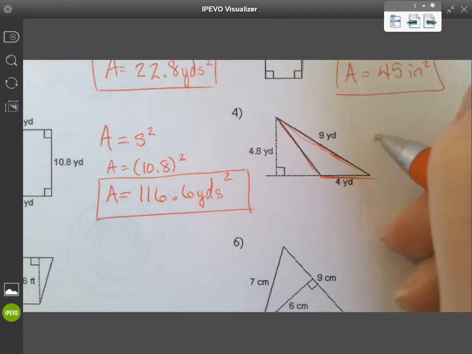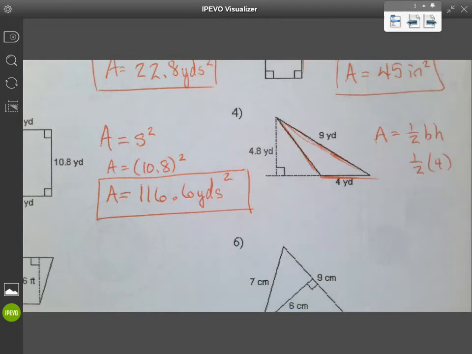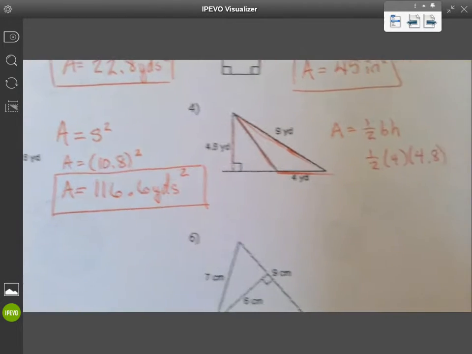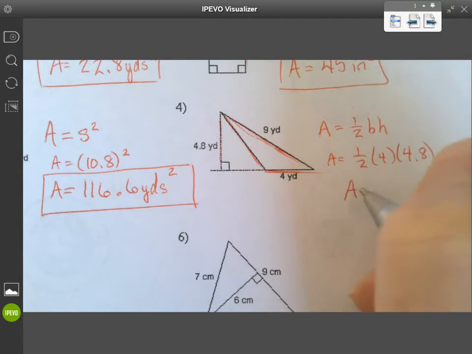So this would be that the area equals 1/2 base times height. So that'd be 1/2 a base of 4. And what would be my height? The 4.8. So we're really not using the 9 for anything. I gotta be better about showing my work on the screen. All right, nearest tenth. I have 9 point.